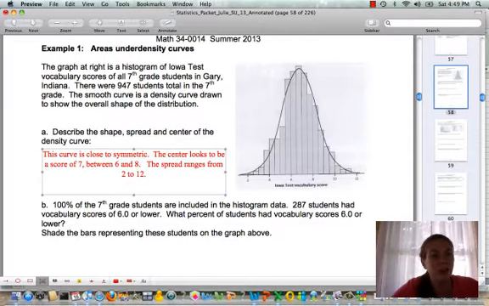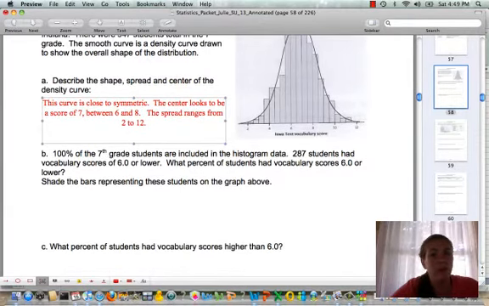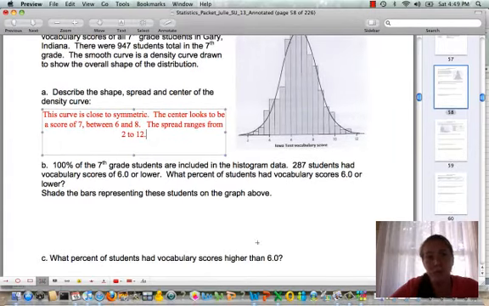Question B tells us that 100% of the 7th grade students are included in the histogram. So remember, there are 947 students total. 287 students had vocabulary scores of 6.0 or lower. So what percent of students had vocabulary scores that were 6 or lower? And then you can come up and find 6, and you guys can shade the bars that are over on this side.